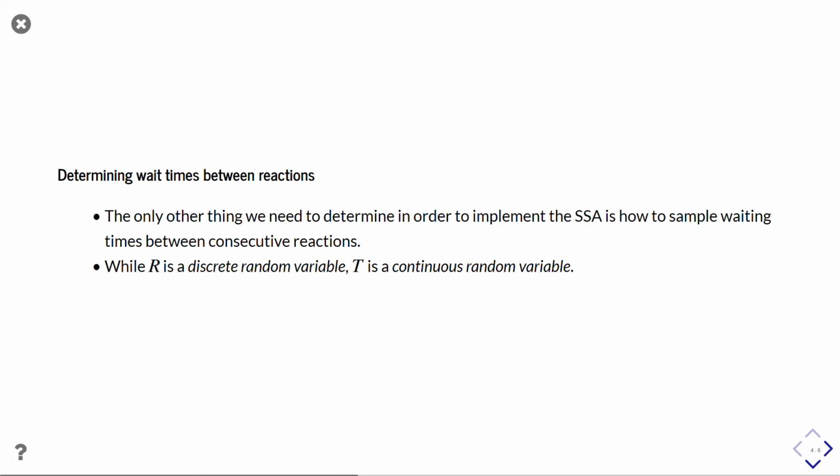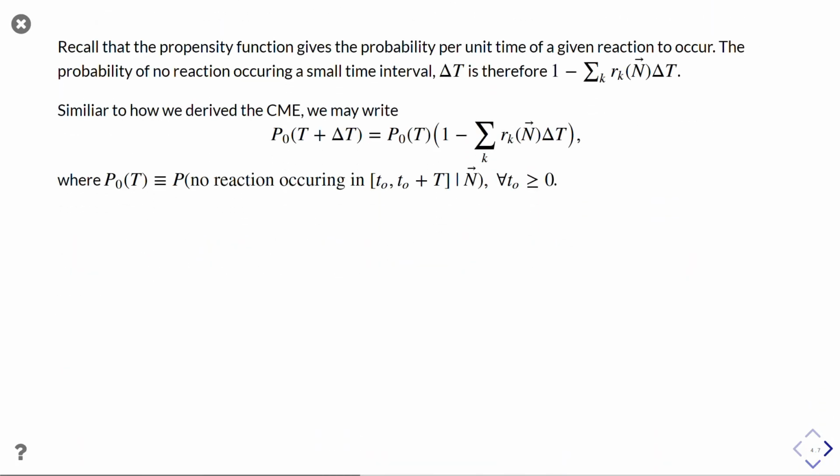The only thing left to determine in order to implement the Gillespie's algorithm is how to sample waiting times between consecutive reactions. Note that while R, the reaction to occur, is a discrete random variable, the waiting time t is a continuous random variable. Recall that the propensity function gives the probability per unit time of a given reaction to occur, given the current state. The probability of no reaction occurring in a small time interval, delta t, is therefore 1 minus the sum over the propensity functions for all reactions evaluated at the current state times the time interval delta t.